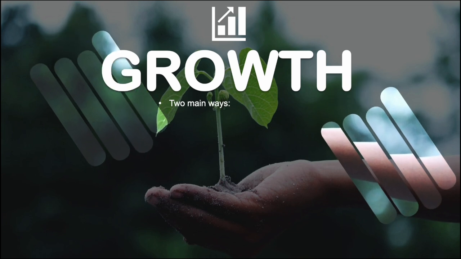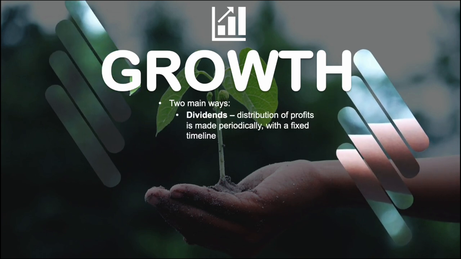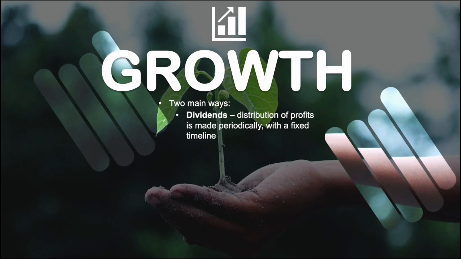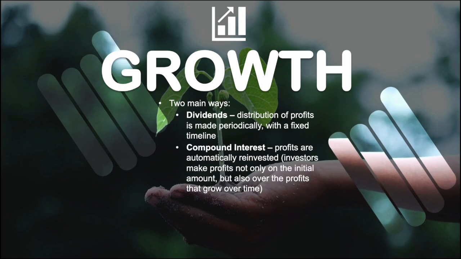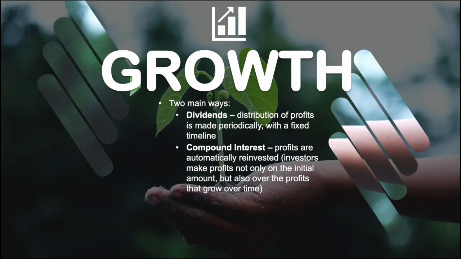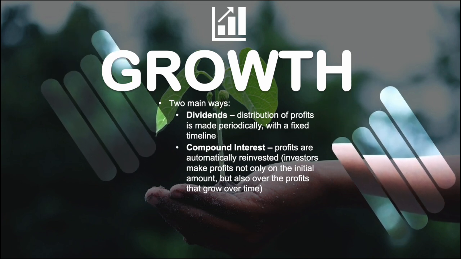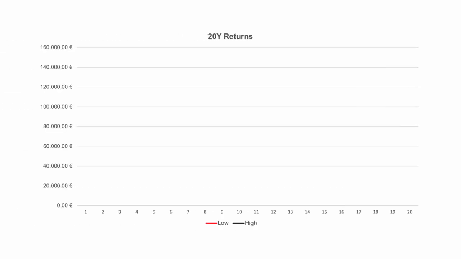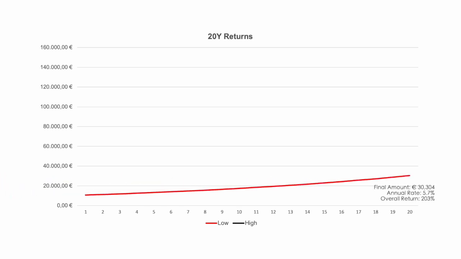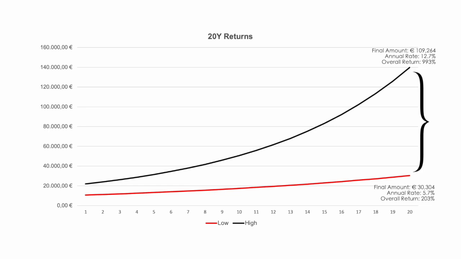The dividends, everybody knows them. The distribution of profits is made periodically, and there's a fixed timeline in which the profits are distributed. And then we have the compound interest, on which we are focused in this case, and in which the profits are automatically reinvested. So let's take the 10,000 euro that we were talking about. In the lowest scenario of 5.7% that we mentioned before, we will reach a 203% return. But on the higher end, with a 12.7% annual return, we will reach a return of 993%.